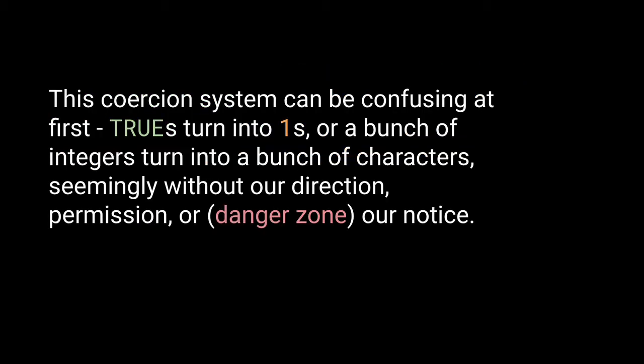But as essential as this coercion system is, it can definitely be confusing at first because after you have put your data through a function, you may see a logical vector of trues and falses turn into ones and zeros, or a bunch of integers turn into a bunch of characters after you've run an operation on it. Because you never told it to do this, and sometimes this happens without our even noticing after we've run a function on our data, it's good to be aware that this happens before it trips you up later.